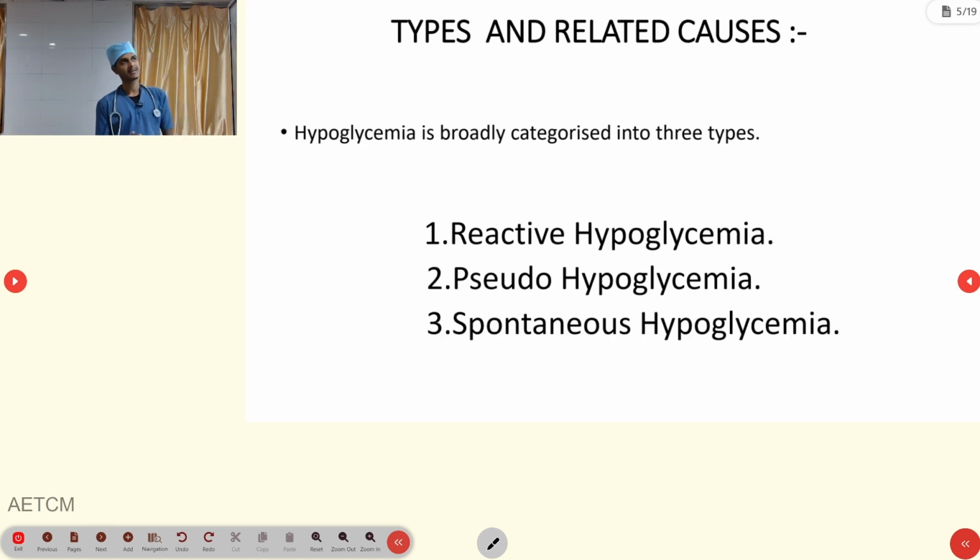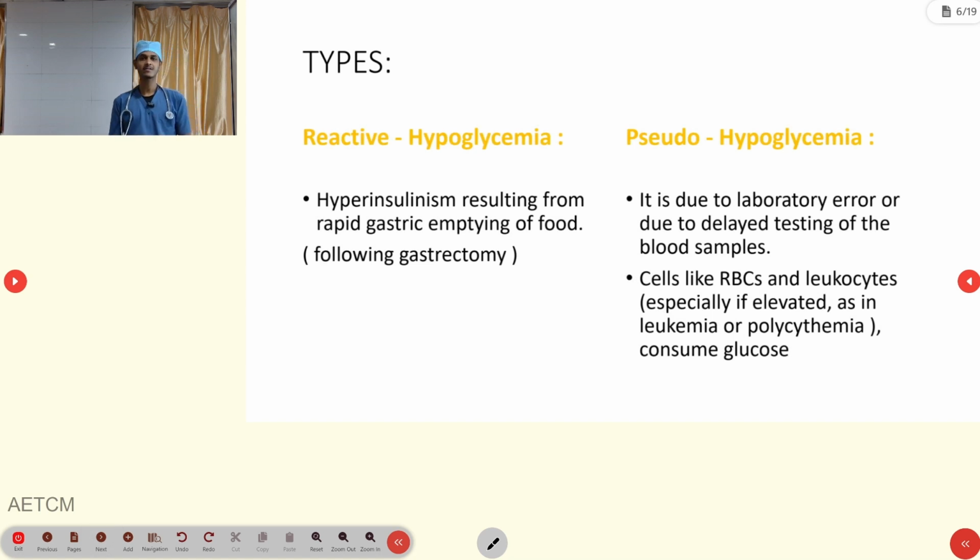So what are the types and then related causes? Majorly we have two types, that is reactive hypoglycemia and then spontaneous hypoglycemia. And then one more thing, that is pseudo hypoglycemia. So what is meant by reactive hypoglycemia? The name itself explains it.